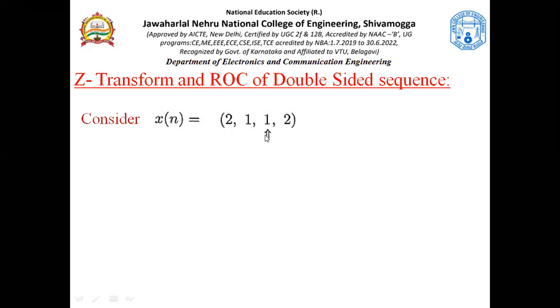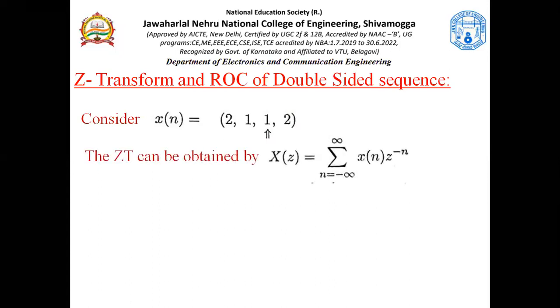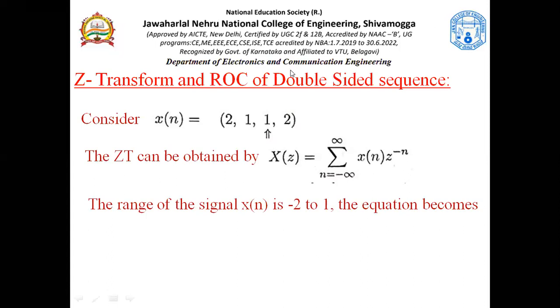So what is the range? If this is the zeroth sample, then this is 0, -1, -2. So the range of this is from n equal to -2 to +1. So how to find the Z transform? You will consider the same equation everywhere to find the Z transform. The range is -2 to 1. The positive values of n are also there, and the negative values of n are also there. That's why it is called double-sided.